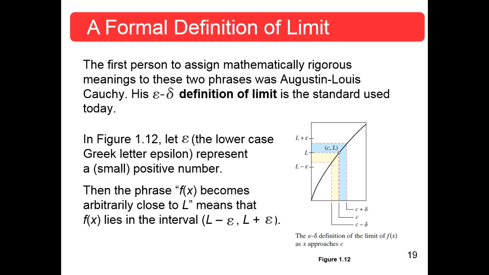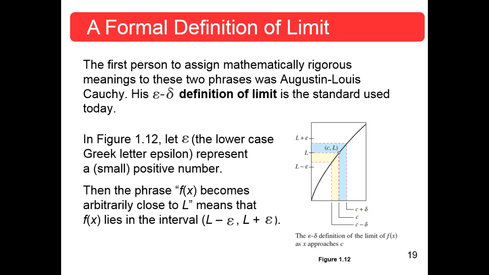The other guy that came up with calculus at the same time, or at least claimed he did, was Augustin Louis Cauchy. I don't know if that's how you pronounce his name or not, but he came up with this definition called the epsilon delta definition of limit, and that's the standard that is still used today. In this figure, we give meanings to those arbitrarily close and approaches to, okay?